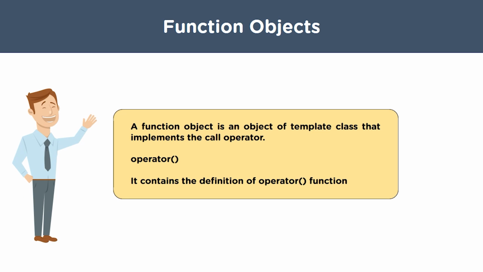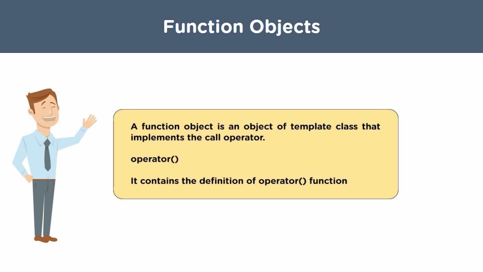Now coming to function objects. Function objects are also known as functors. A function object is an object of template class that implements call operator. This call operator allows the object to be used with same syntax as regular function call. For example, suppose you have declared an object obj of a class in which operator is defined. Then you can use the object obj just like a normal function. Function objects also help in generating the data, and it also helps in testing purposes.